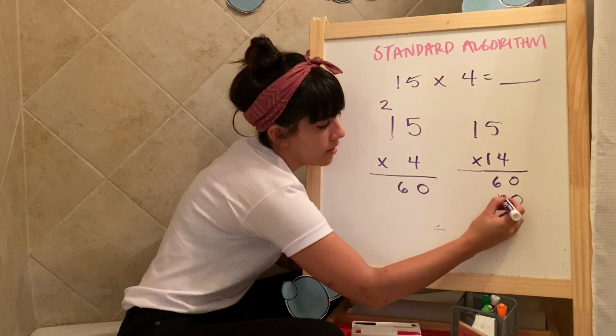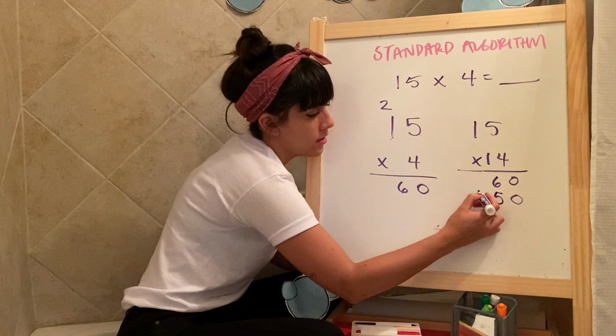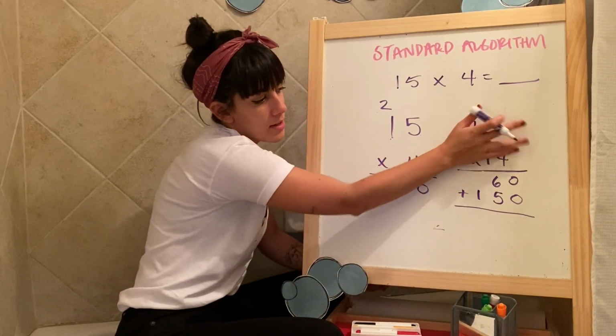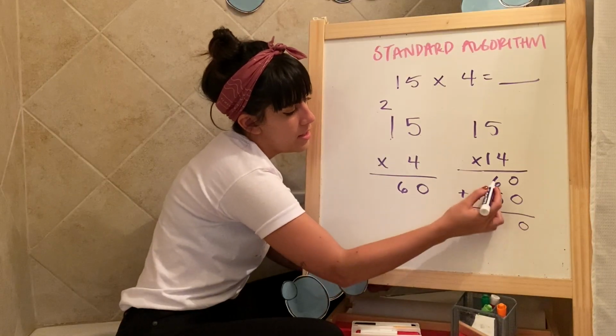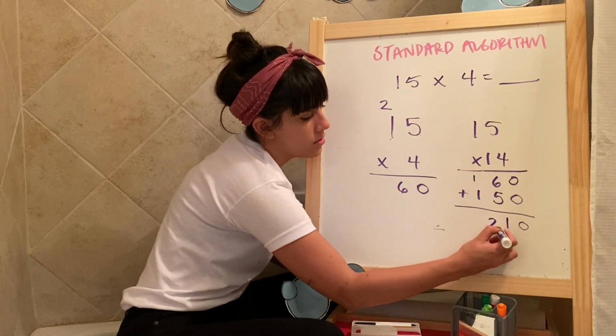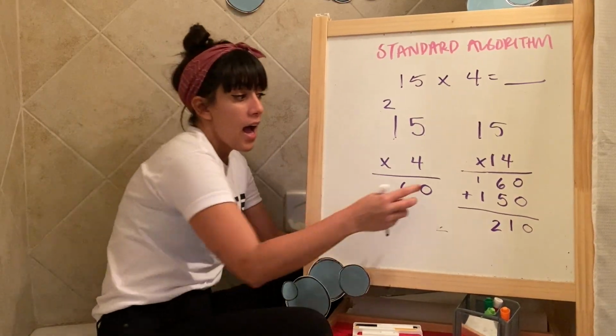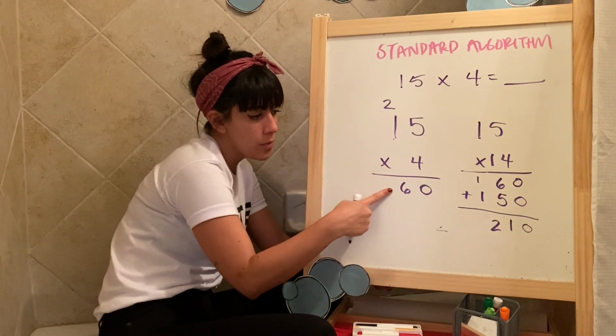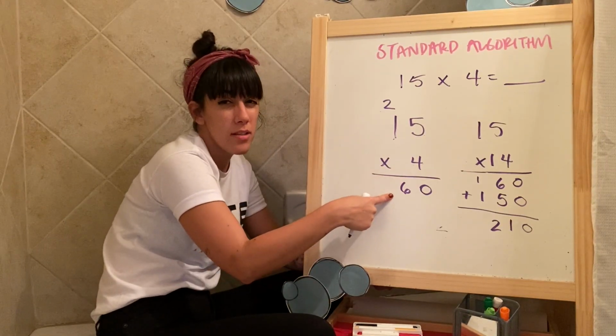1 times 5 is 5. 1 times 1 is 1. I'm going to add these two numbers at the bottom. I no longer need to look at this. 0 plus 0 is 0. 6 plus 5 is 11. Carry the 1. 1 plus 1 is 2, is 210. I added that second step because I have that tens place. Here we just had the ones place, so it was pretty simple.